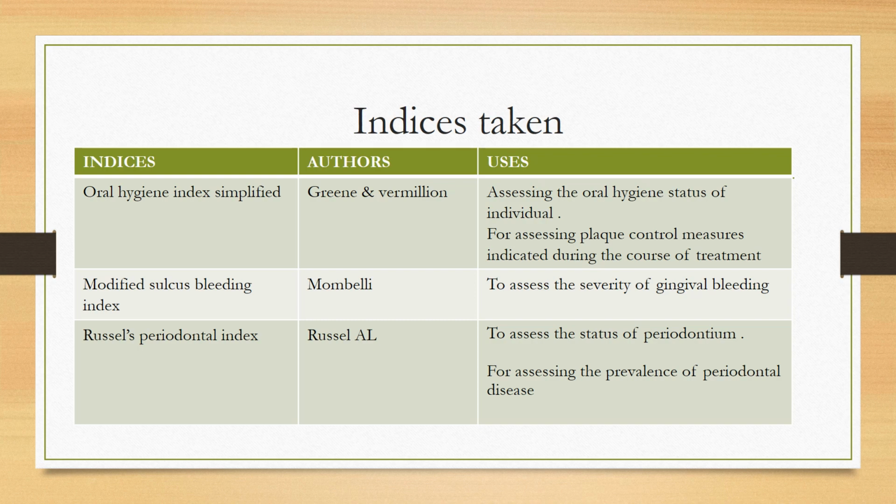Coming to the indices taken, the most important indices which we are taking for the case sheet are the oral hygiene index simplified, modified sulcus bleeding index, and Russell's periodontal index. These help to assess the oral hygiene status, the severity of gingival bleeding, and the status of the periodontium, which might predict the outcome of the treatment.